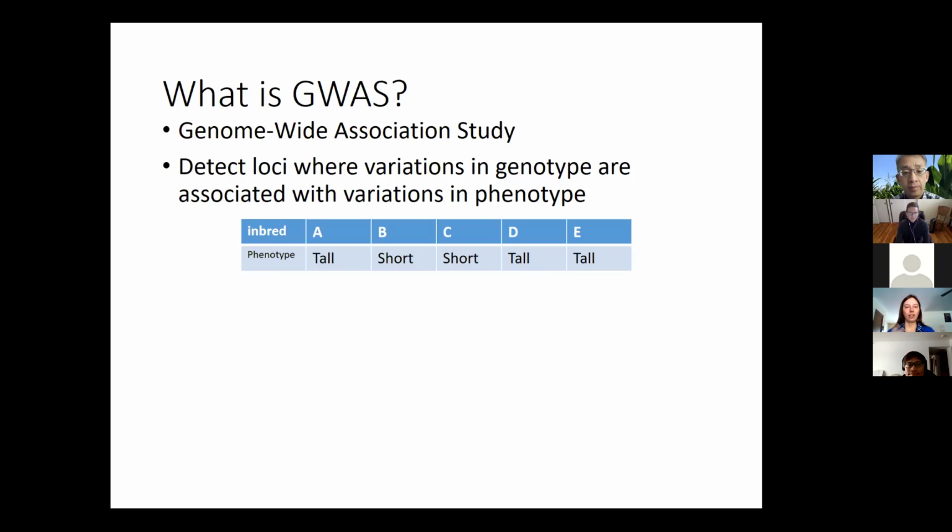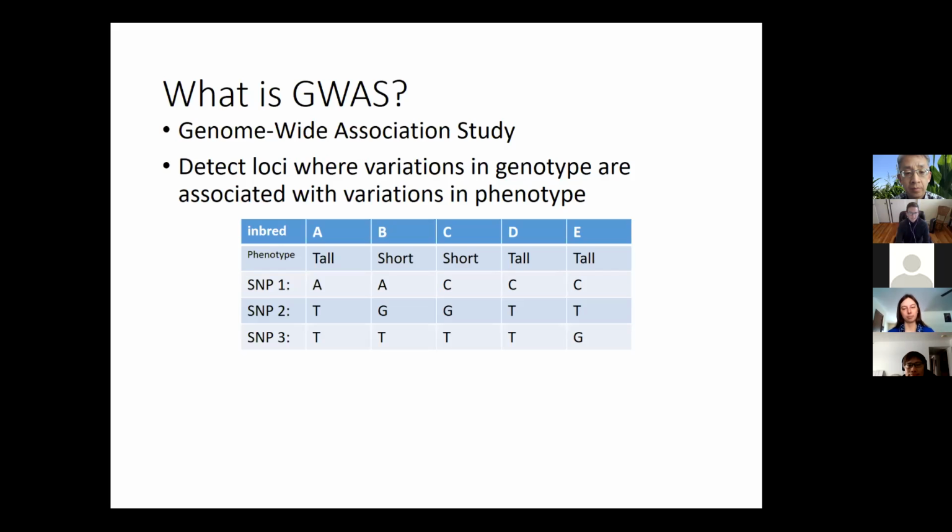So just for a little toy example of how GWAS works, first you start with a group of diverse lines. So let's say that in this case, we have inbreds A, B, C, D, and E. And we also phenotype all of them. Again, simple example, let's say that we're just looking at height and we're calling them either tall or short. Next, for this genome-wide association study, we need genotype information. So let's say we got the genotypes of these inbreds at 3 SNPs.